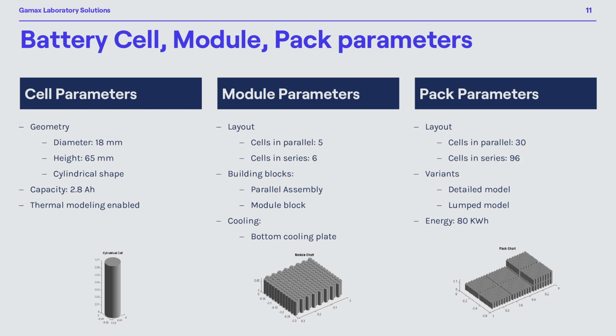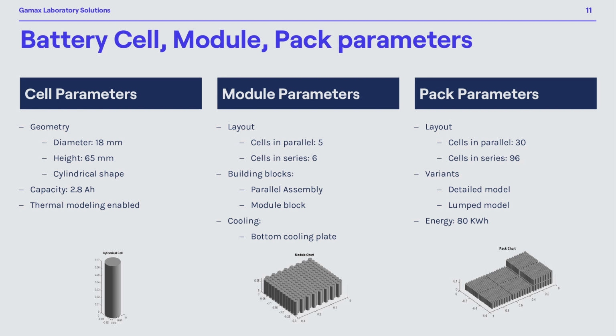As for the module, we will have a layout as follows. So we will have 5 cells in parallel, and we will have 6 cells in series. So for those building blocks, we will use parallel assemblies and the module block. And again, we are modeling thermal effects, so we will enable the bottom cooling. We will create a bottom cooling plate, and we will enable the battery cooling.